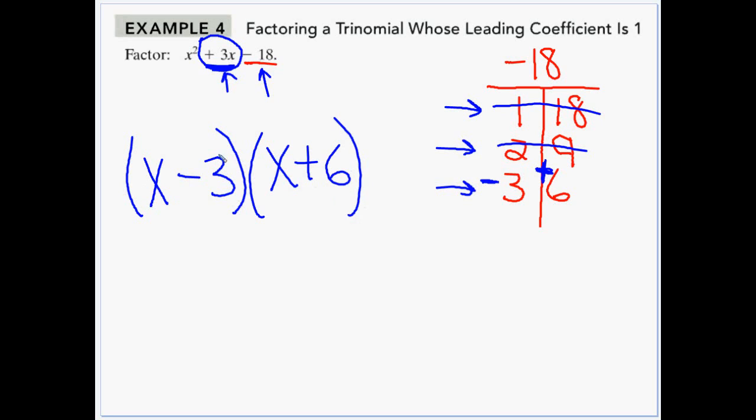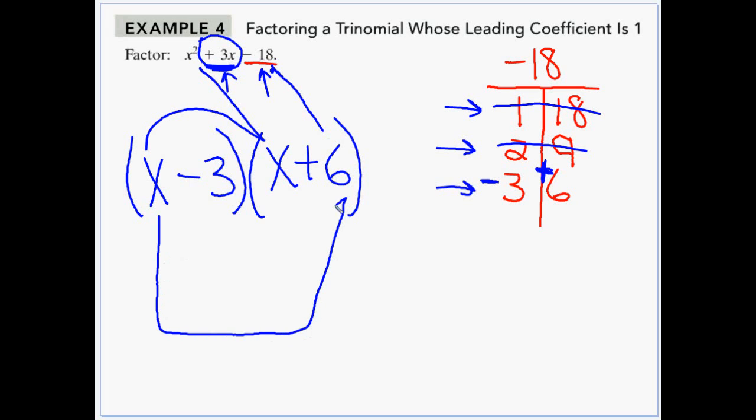And if you're not sure of your work, you can always FOIL it out to see if it checks out. Again, our first times first will give us the x squared. The negative 3 and positive 6 will take us to the negative 18. And then it's the outers and the inners. Here the outers would give us a positive 6x. The inners a negative 3x.